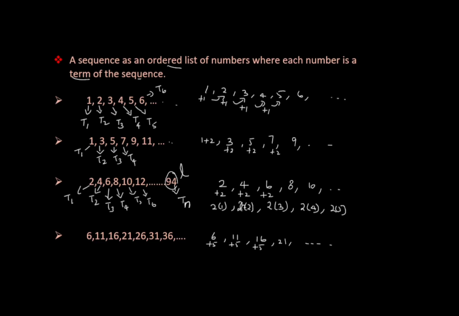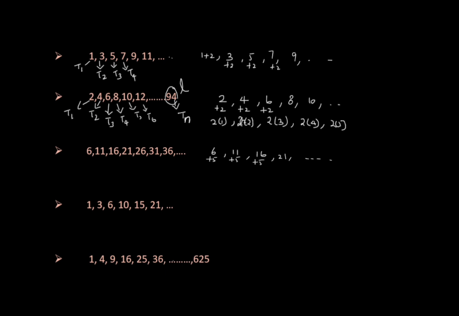Otherwise, 6 is nothing but 5 plus 1, 11 is 10 plus 1, 16 is 15 plus 1. So the same sequence can be written in this format also: 5 into 1 plus 1, that is 6. Then 5 into 2, 10 plus 1 is 11. 5 into 3 plus 1 is 15 plus 1, 16. 5 into 4 plus 1, 20 plus 1, 21. Like this also we can develop the sequence.